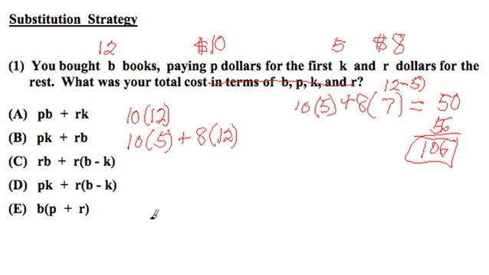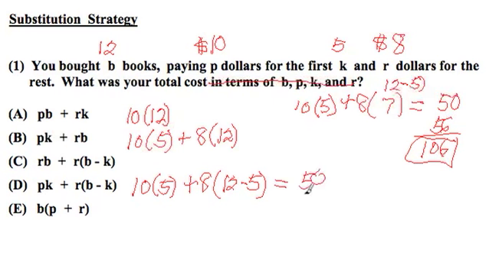Since the PK looks promising, let's go down to D. So that's 10 times 5 plus 8 times 12 minus 5, which parallels our arithmetic solution, which is 50 plus 56. So that's our answer.